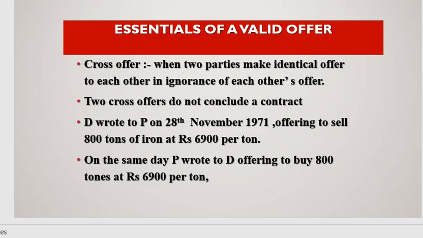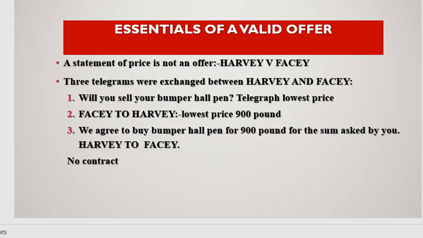Cross offer, when two parties make identical offers to each other in ignorance of each other's offer. Two cross offers do not conclude a contract. They are not offer and acceptance of each other. D wrote to P on 28 November 71 offering to sell 800 tons of iron at 6,900 per ton. On the same day, P wrote to D offering to buy 800 tons at the rate of 6,900 per ton. So it is a cross offer. It is not offer and acceptance. It is not a valid contract.